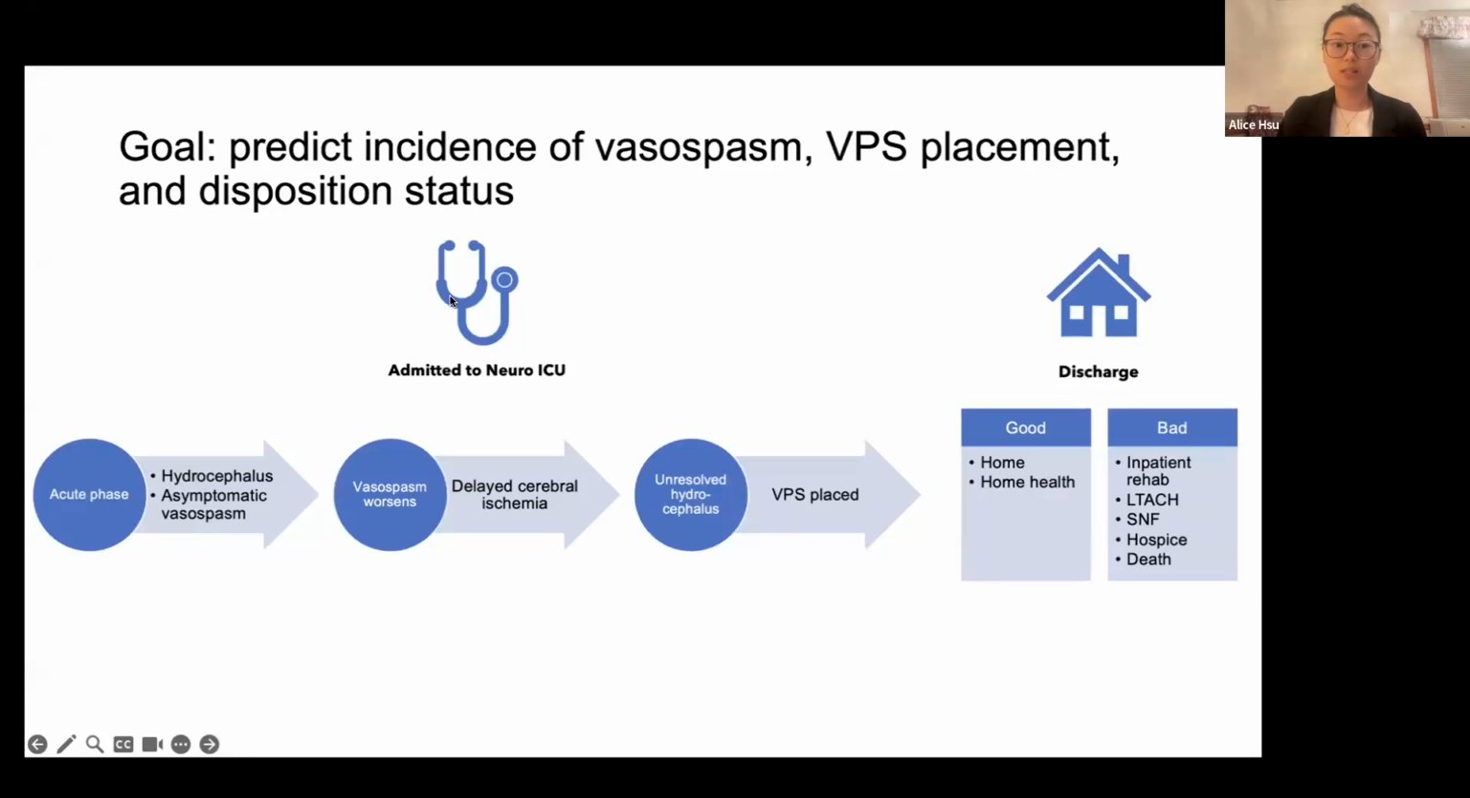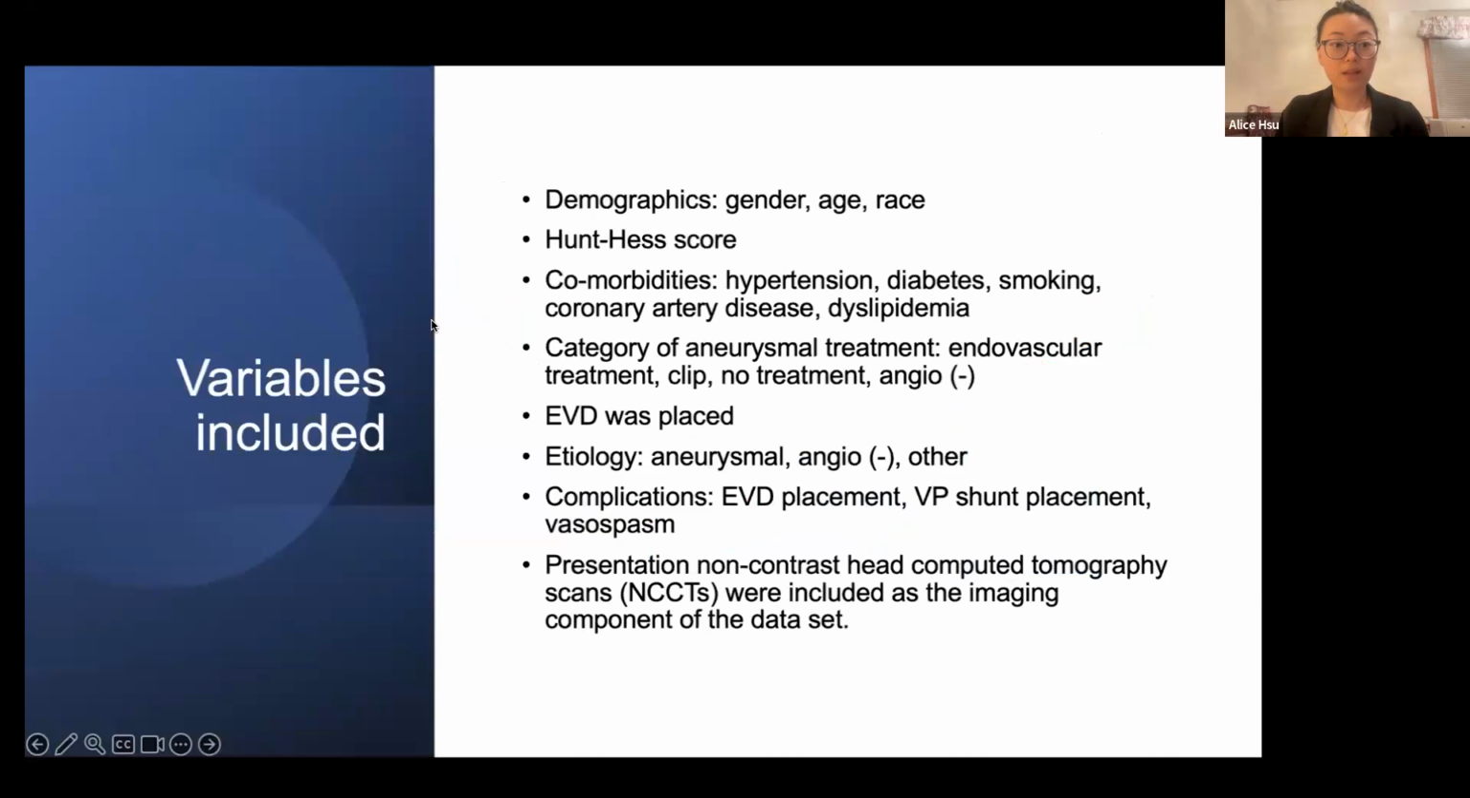So the goal for our model is threefold. We want to predict the incidence of vasospasm. We want to predict the rate of VPS placement, or whether or not someone should get a shunt, as well as their disposition status. So that's highlighted here with our 3 red stars. And then these are all the variables that we have included into our model. There are a lot of them. In particular, I want to point out that we use the patient's presentation non-contrast head CT as the imaging component of the data set.